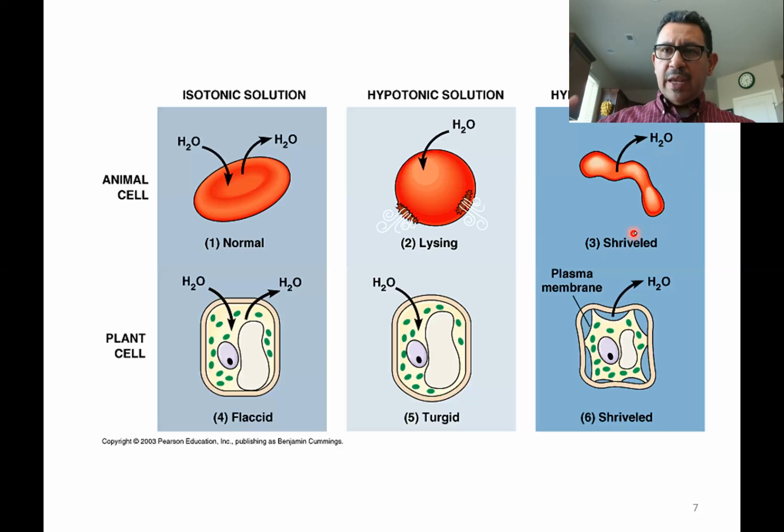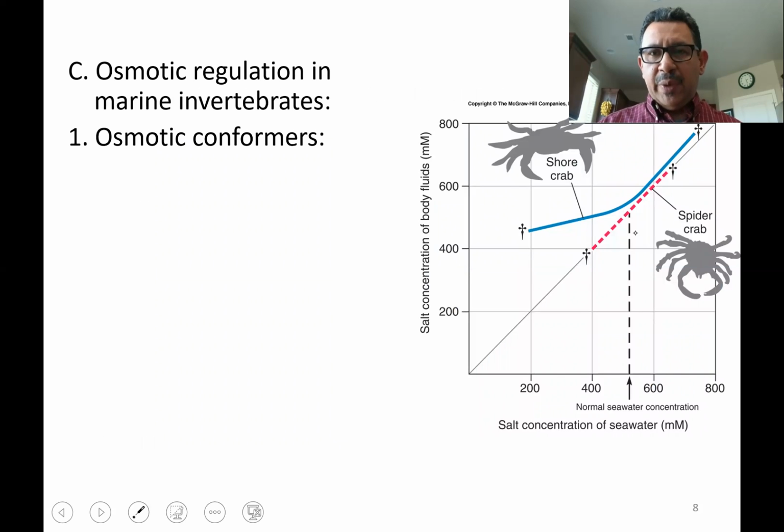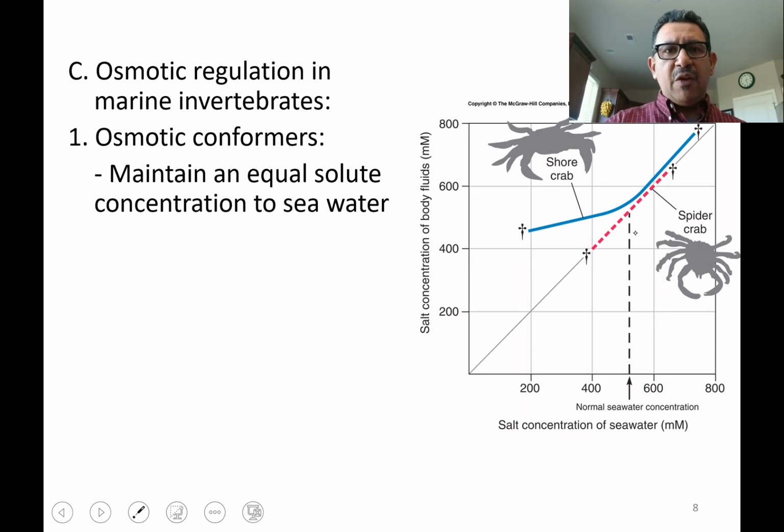And so we are looking at the concept of osmosis now from an animal perspective, and we have to think about what can animals do when they live in specific environments. Think, for example, about many marine invertebrates. Marine invertebrates, in general, have a limited ability to carry out regulation. And so many of them are going to be osmotic conformers.